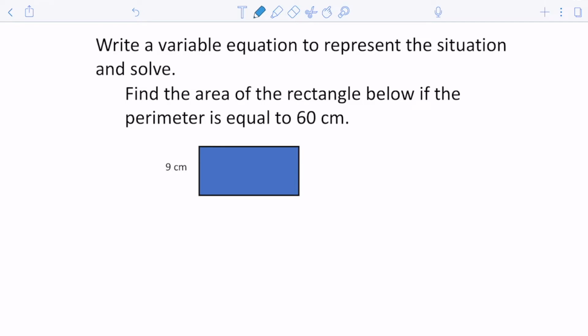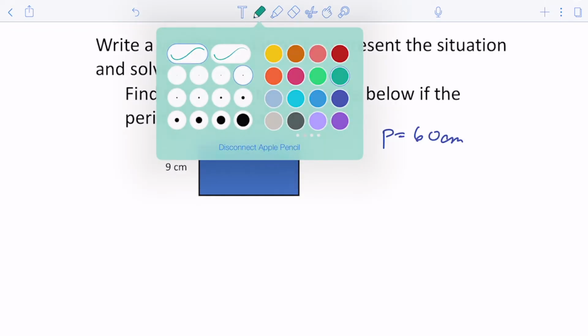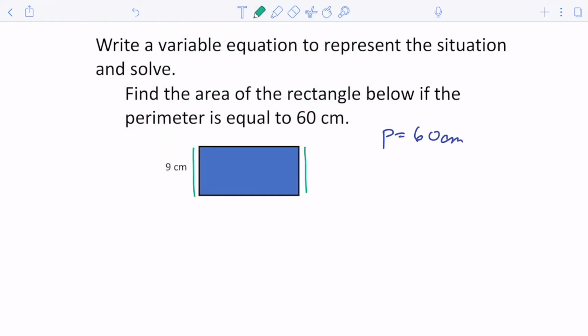Okay, so I'm going to write down what information I do know. So I'm going to say the perimeter here is 60 centimeters. And it's also given that this side is 9 centimeters. Okay, that's cool. So this side is 9 centimeters. That means this side over here is also 9 centimeters.